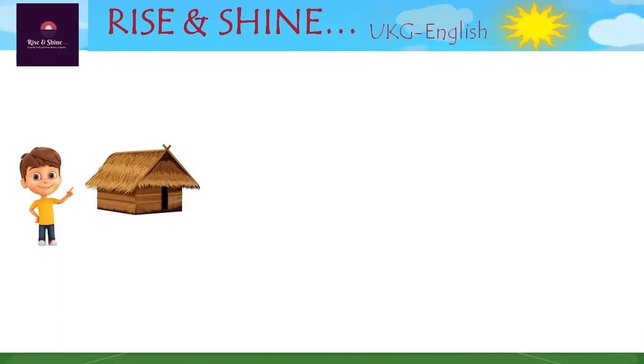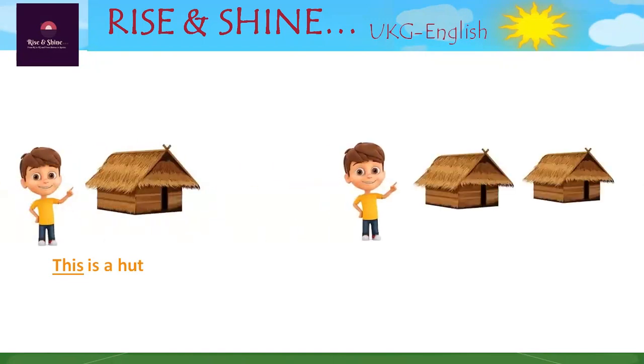So let's revise. Now, this is one boy and this is a hut. So the boy wants to tell his friend about the hut. So what does he say? This is a hut. Now, same boy, and the number of huts is 2. That is more than 1. So what does he say? These are huts.